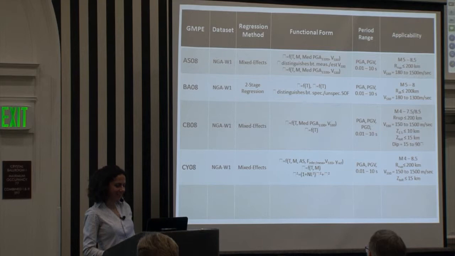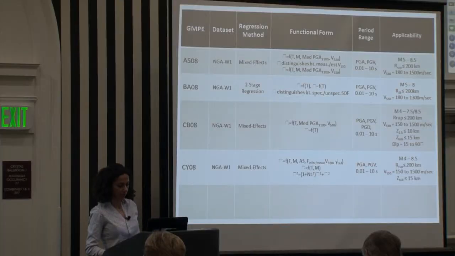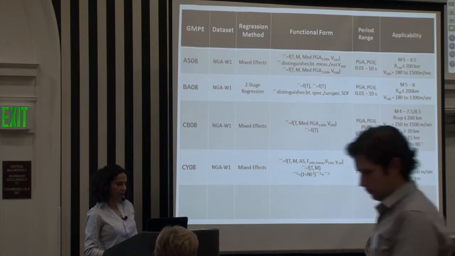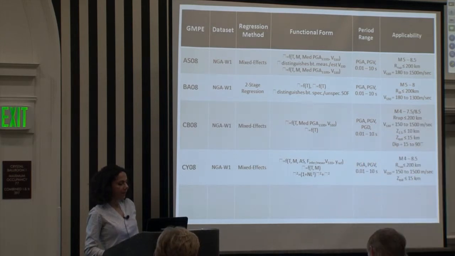Chiou and Youngs 2008 used mixed effects algorithm. Their tau, or between event standard deviation, changes with magnitude and spectral period. The within event standard deviation phi changes with magnitude, spectral period. It also distinguishes between aftershock and main shock, as well as inferred versus measured VS30. And they included the effects of soil nonlinearity on both phi and tau.